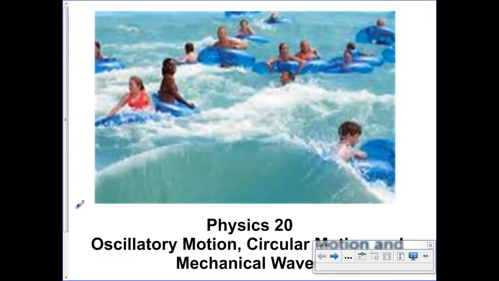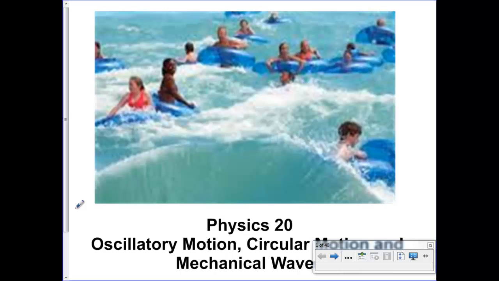So today's lesson is the first of a new unit. Your textbook organizes it slightly differently. Your textbook puts circular motion in with the energy unit. I'm going to take circular motion out of the energy unit and throw it in this unit here and make this unit slightly larger. And it'll make the energy unit slightly smaller at the end.